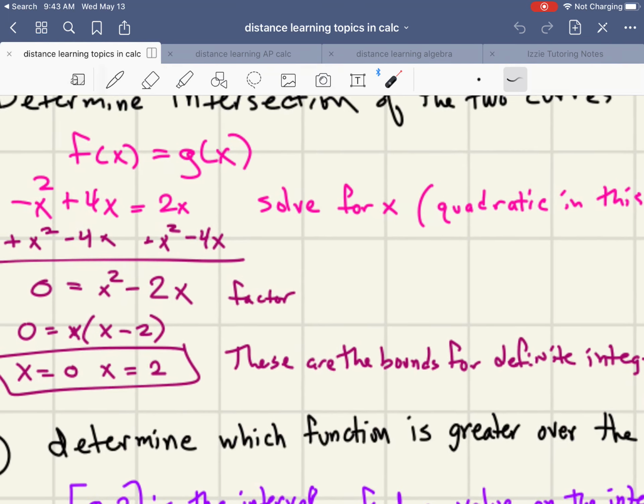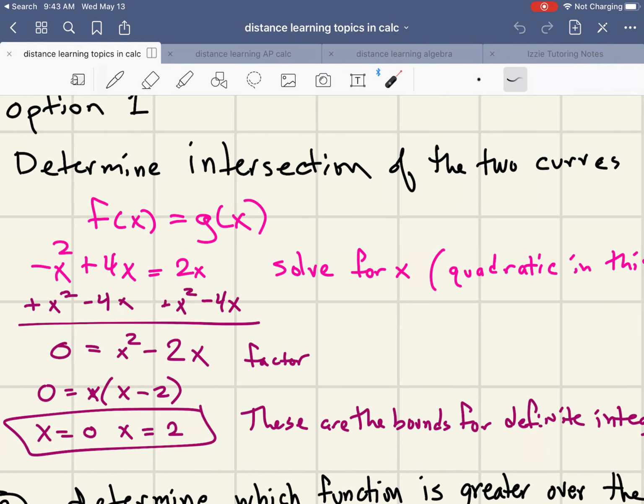So either way, we're going to determine the intersections of the two curves. So where does f equal g? So I've got f, and I've got g. I'm solving for x, it's a quadratic, so I'm going to put everything together on the same side. I'm adding x squared, I'm subtracting 4x. I end up with 0 equals x squared minus 2x.